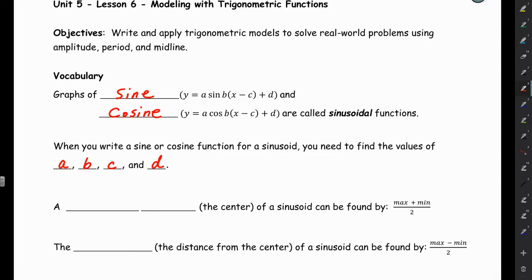A vertical shift, the center of a sinusoid, can be found by taking the maximum value plus the minimum value and dividing by 2. Or if we have a sketch of our curve, we can just find the center. The amplitude, the distance from the center of a sinusoid, can be found by taking the max minus the min divided by 2, or again, just looking at a sketch and determining what's the distance from the center of the curve.